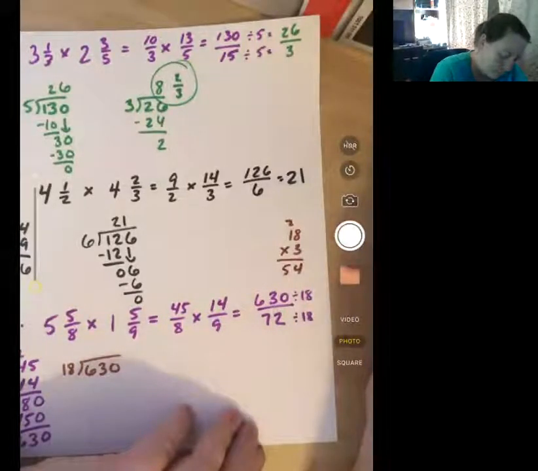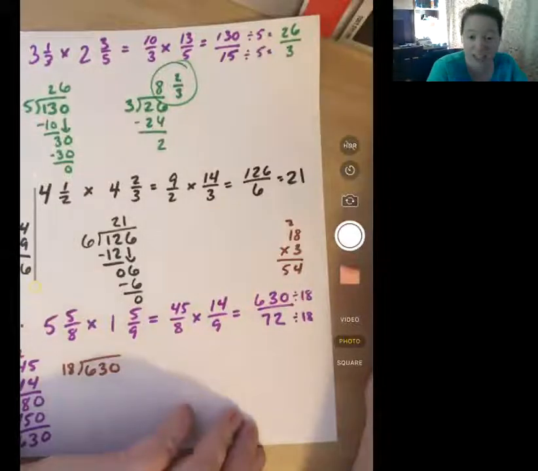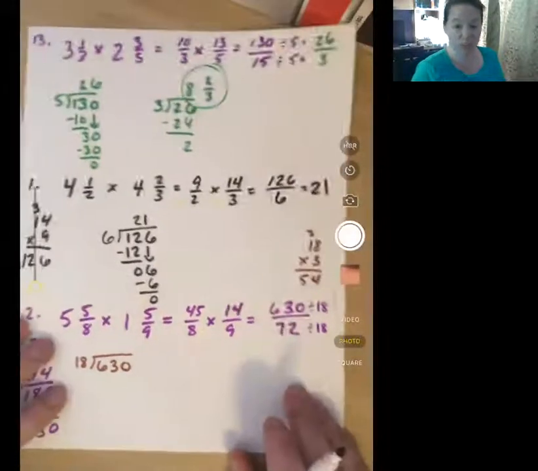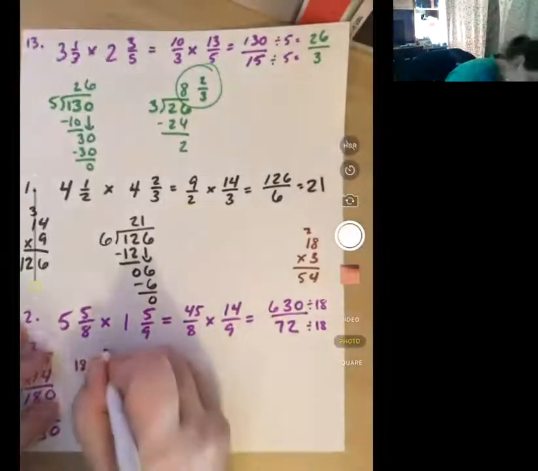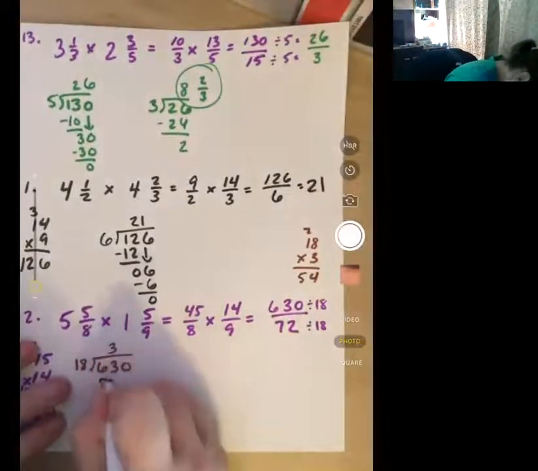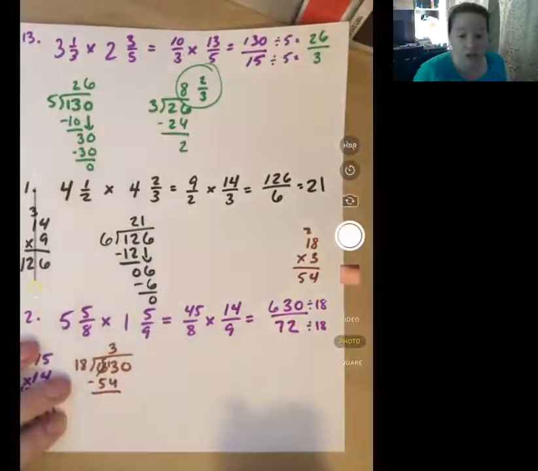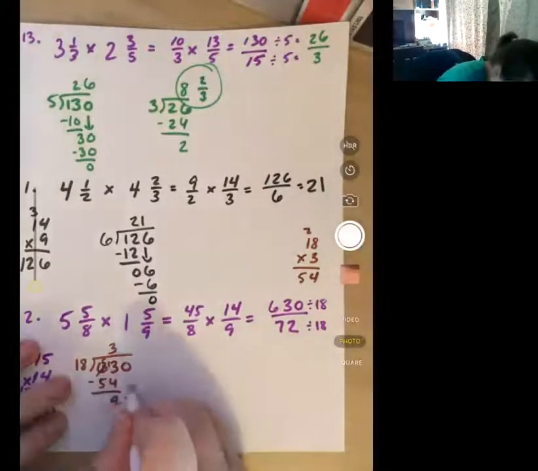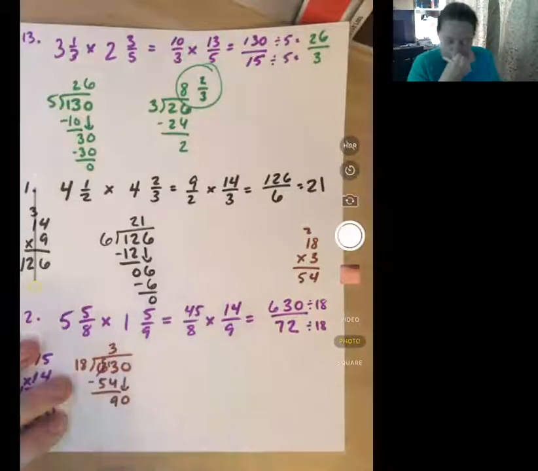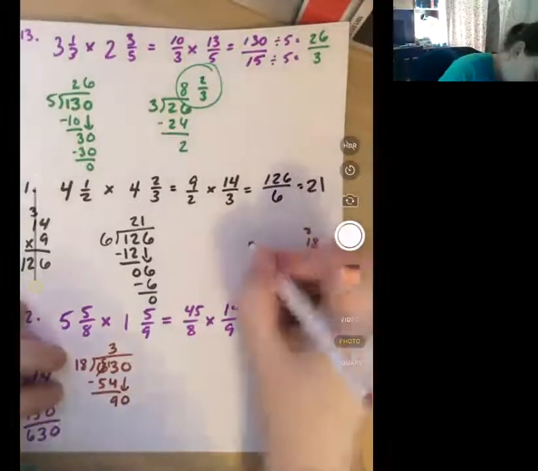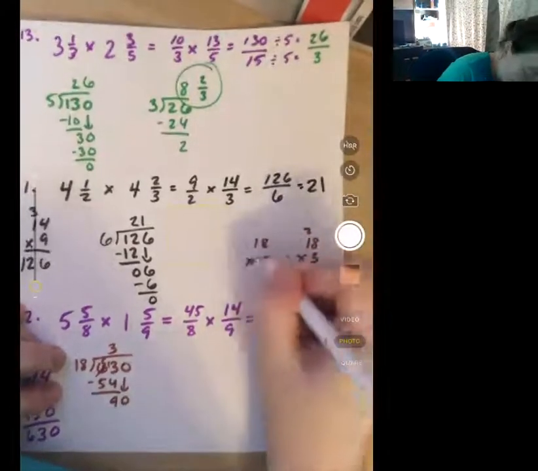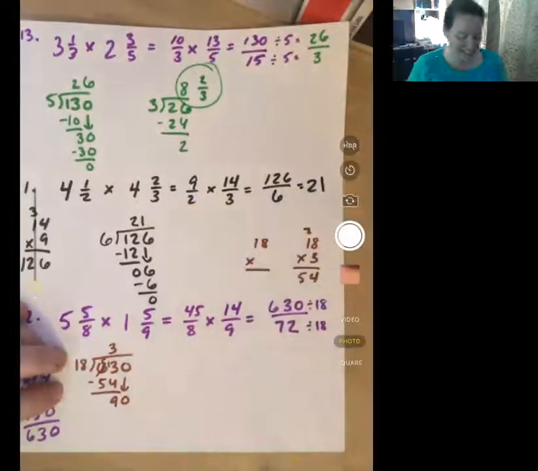54. I need 63. Honestly, I think that's as close as I'm going to get. So I will go with 3, and that becomes 54. Let's borrow. That becomes a 5. 13. 13 minus 4 is 9. Bring down the 0. So now I need 18 times something that will get me close to 90.